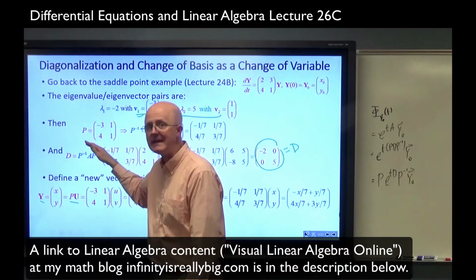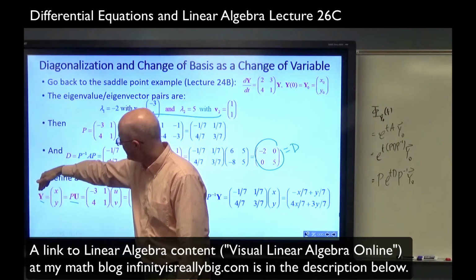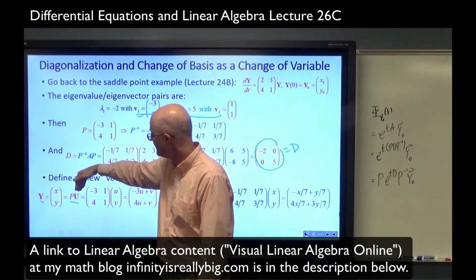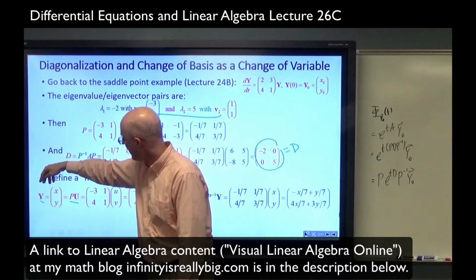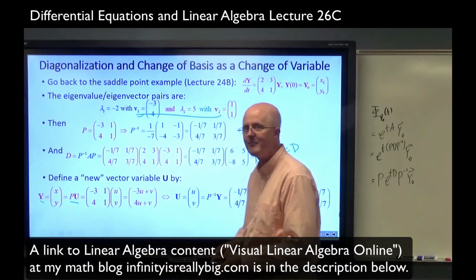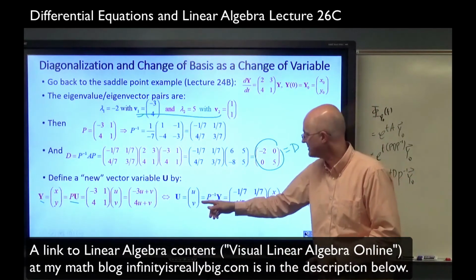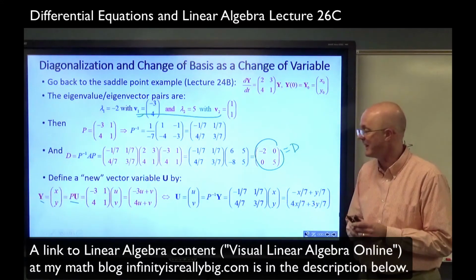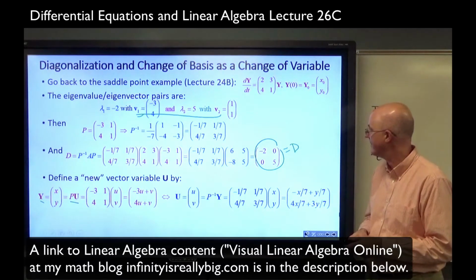Once you've got P, you write the old vector in terms of the new vector. Y is the old vector, so to speak. U is the new vector. Using P in this way, y equals P times u. If you want u in terms of y, it's got to be P inverse times y. That can be confusing, so make sure you are careful in thinking about that.